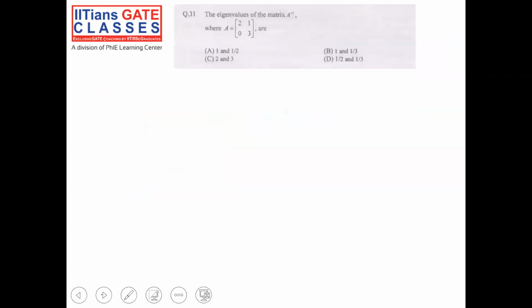Coming towards the next question, it is again linked to the same previous question. We can clearly say, see here, the matrix A is the same. So they are asking us the values of the eigenvalues of matrix A inverse.